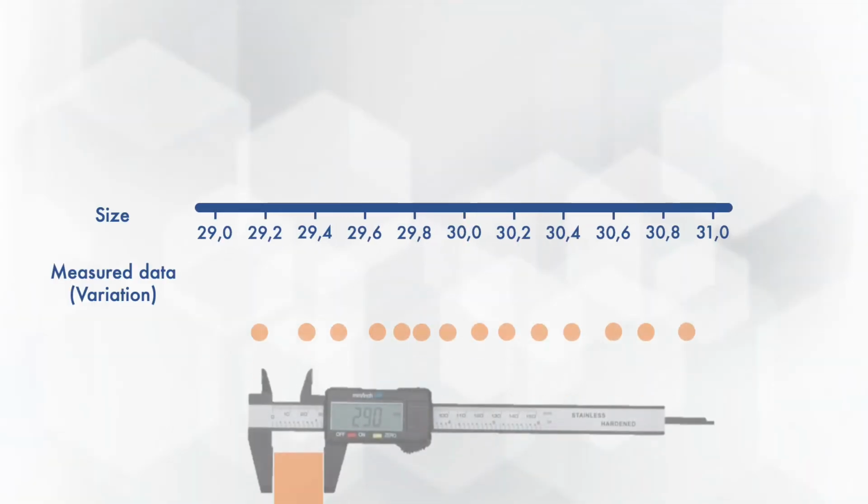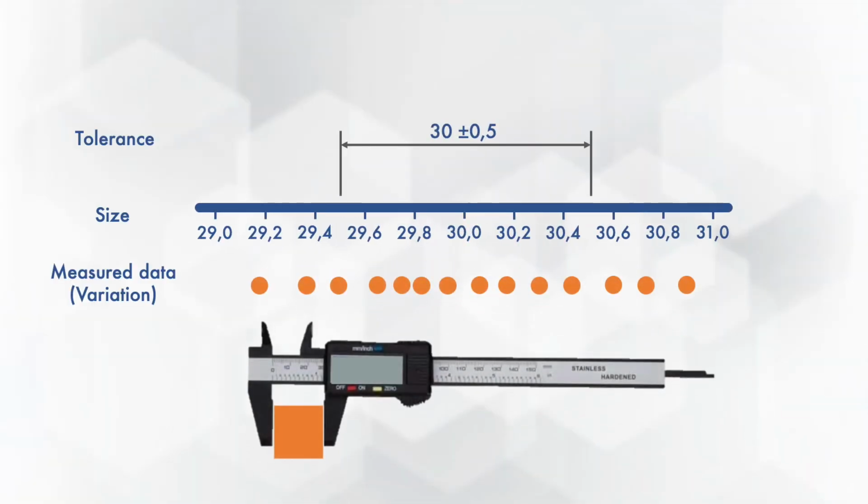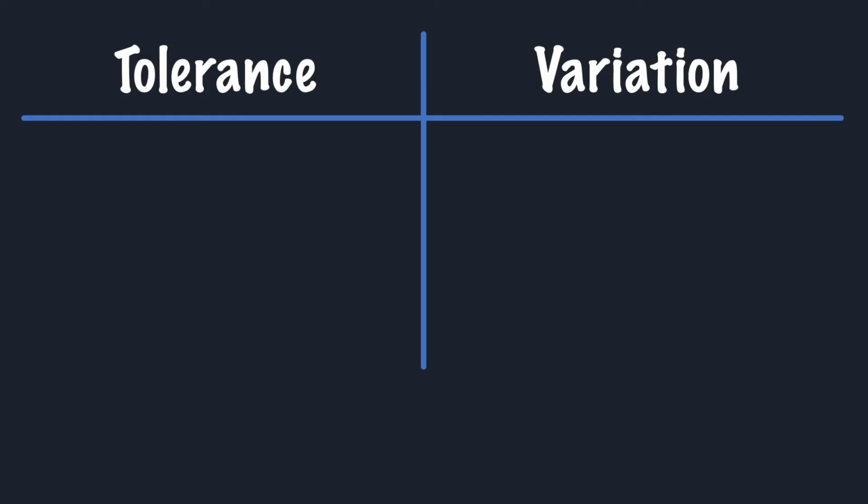So how does tolerance and variation relate? Whilst it is possible to assess variation on its own, this gives limited feedback. In reality, we always have a tolerance the parts need to achieve. It is possible to assess the variation against the tolerance.